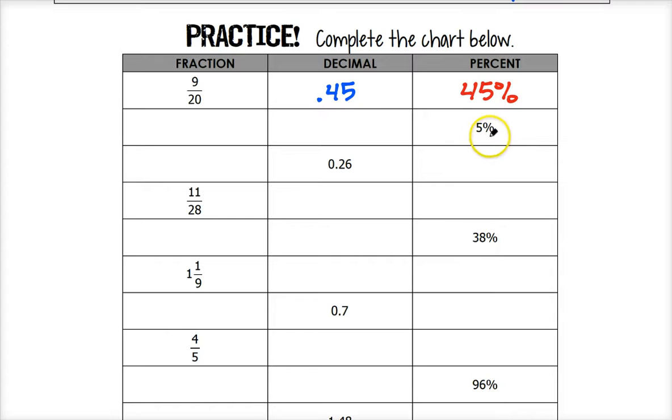Okay, 5%. To make that a decimal, I have to remember that the decimal point is here to the right of 5. If I move this decimal point 2 places to the left, 1 place to the left would give me a 0.5. 2 places would become 0.05. So this as a decimal is 0.05.